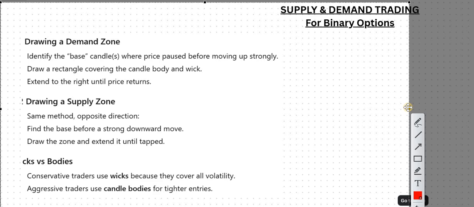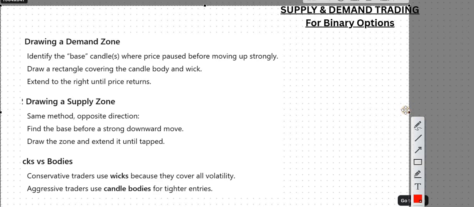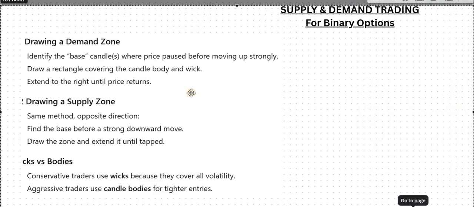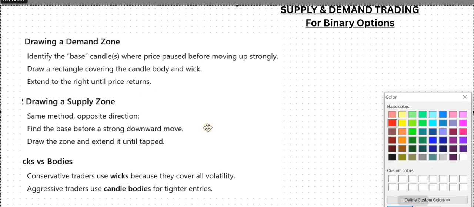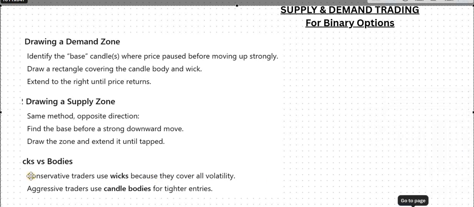So looking at this example here, it says identify the base for a demand. So let's get it done so that we understand this once and for all.